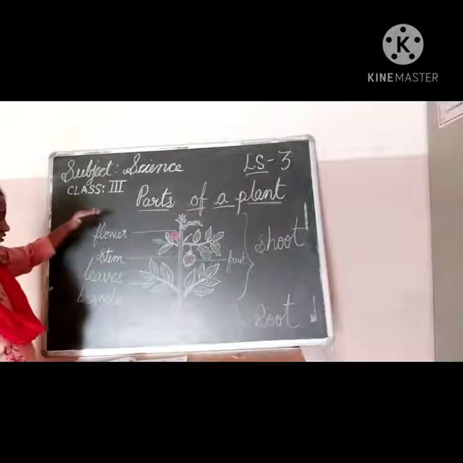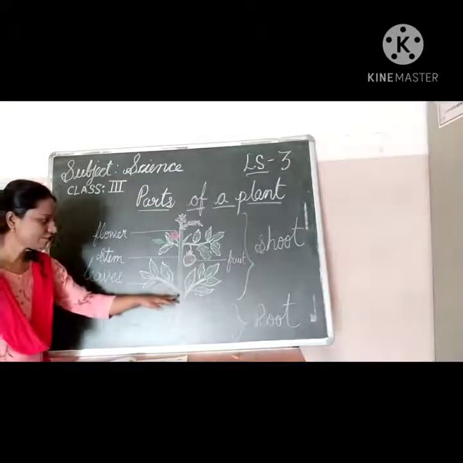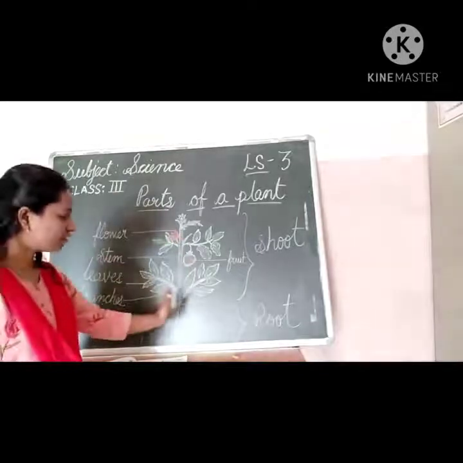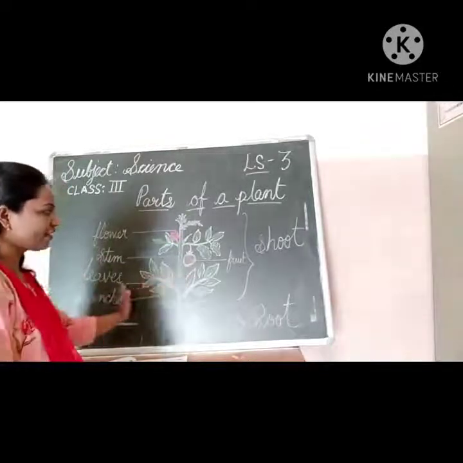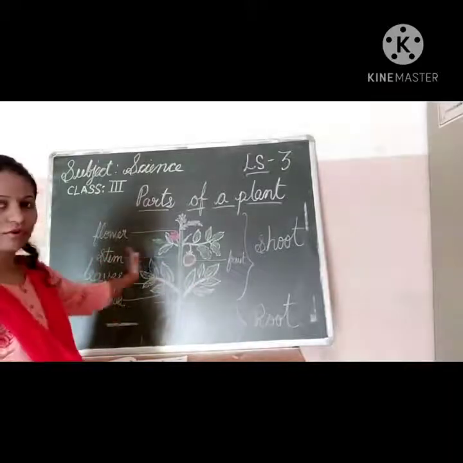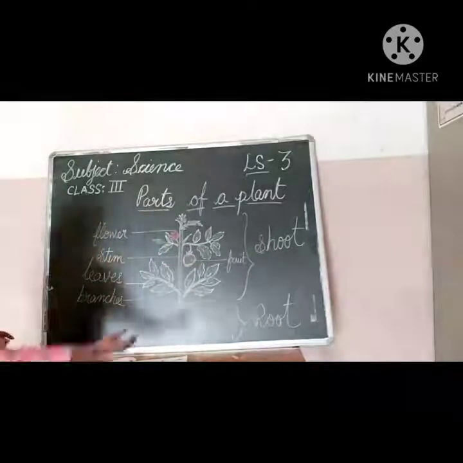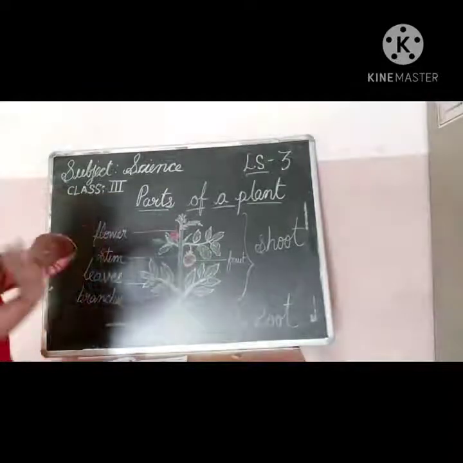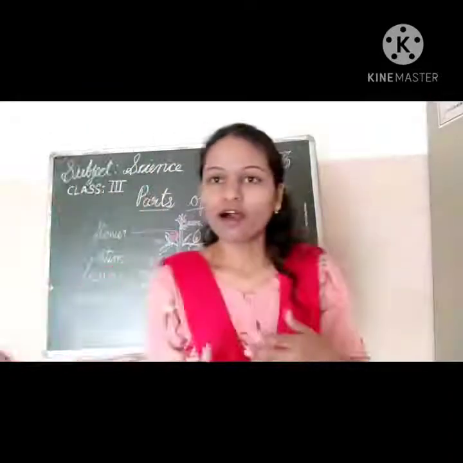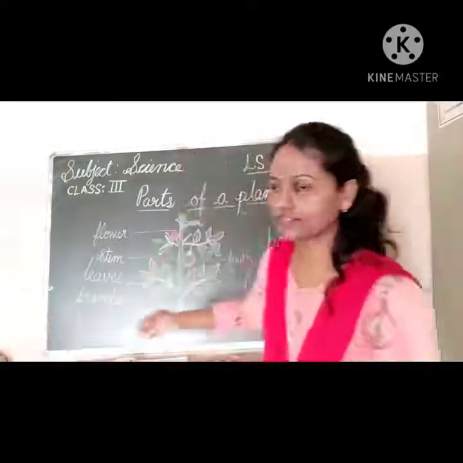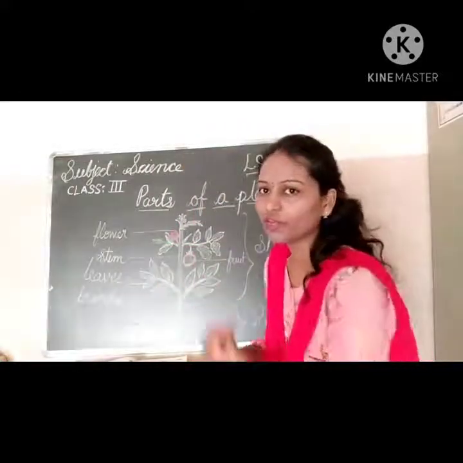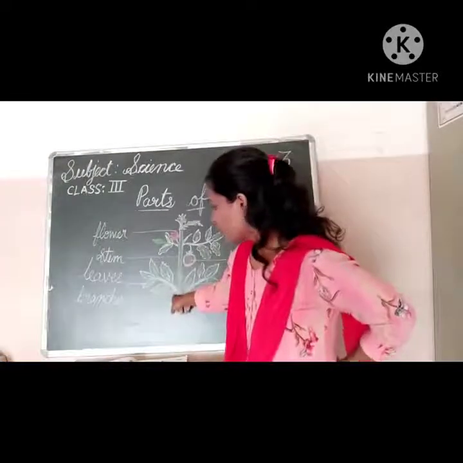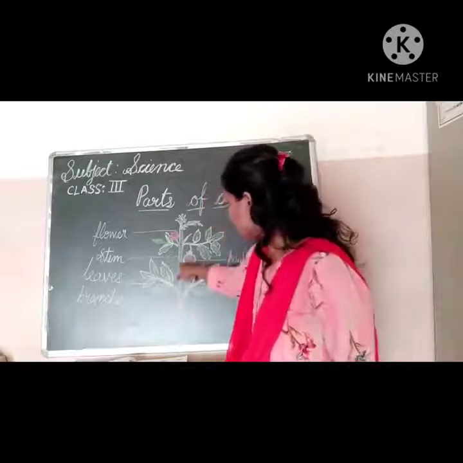Okay. Next one. When the stem is going up straight and you see on the left and right side, the branches are growing. So that is called branches. It is divided into left side and right side, right? All over the plant the branches are growing in different directions. Okay children, these things are called branches.